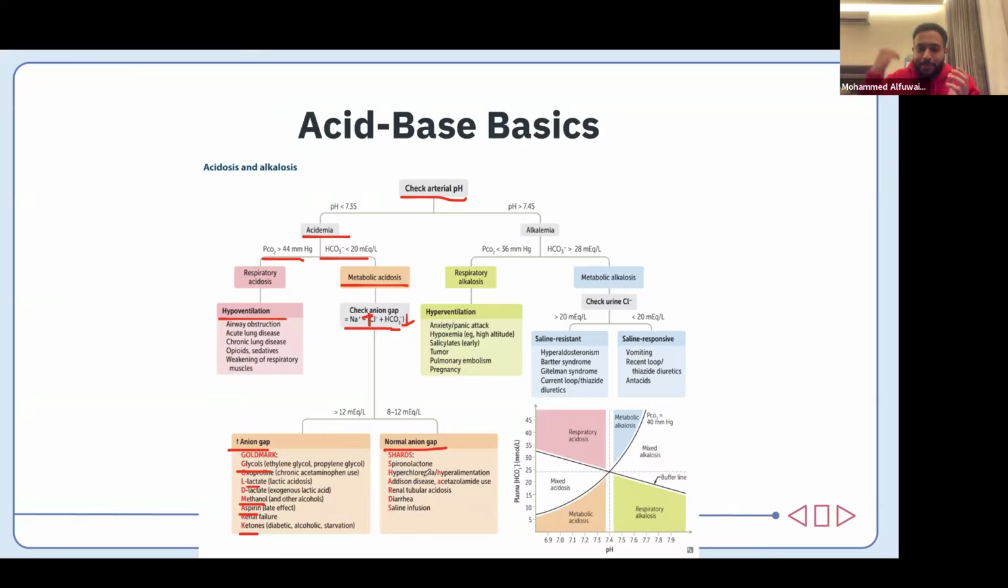Hyperchloremia will cause more bicarb to be secreted. Spironolactone will cause more bicarb to be secreted. Why? Because potassium gets reabsorbed, and bicarb will follow it. Stuff like that. It will cause acidosis. Okay? Diarrhea, bicarb will be lost. Saline infusion, bicarb. It's just bicarb going down. Does this pathway make sense? I hope I simplified the thinking process a bit.